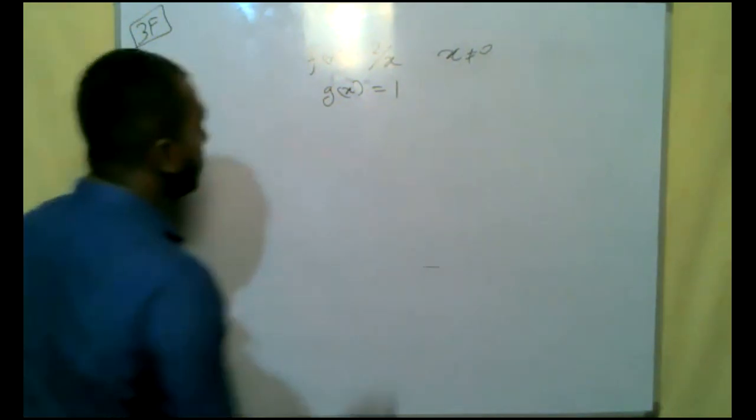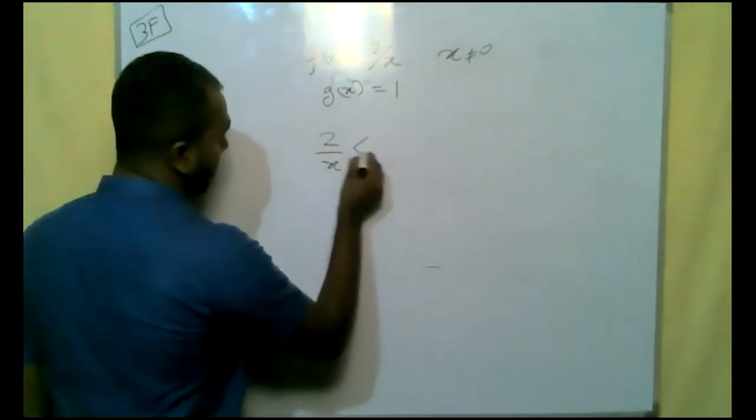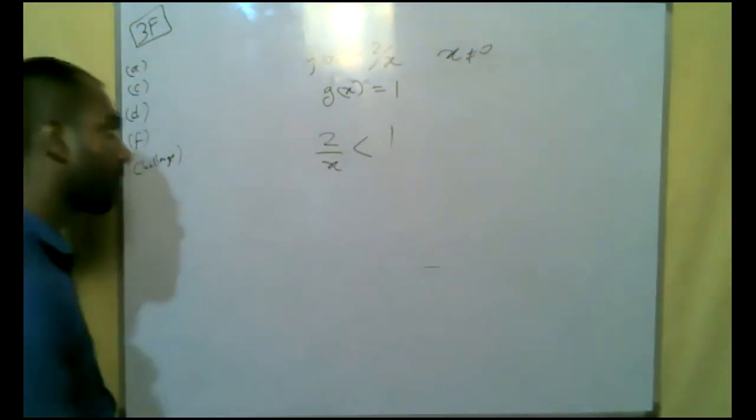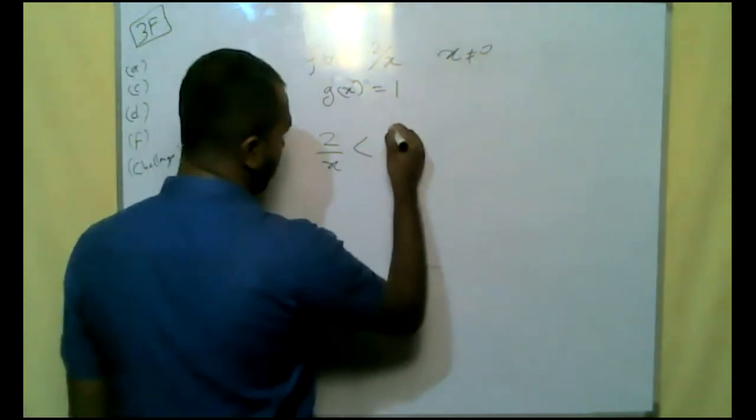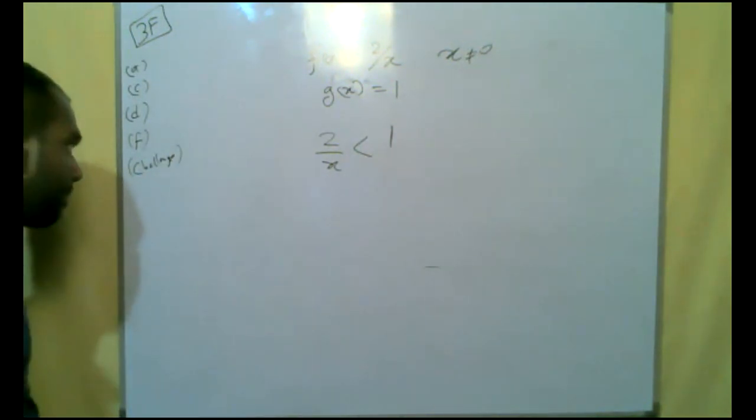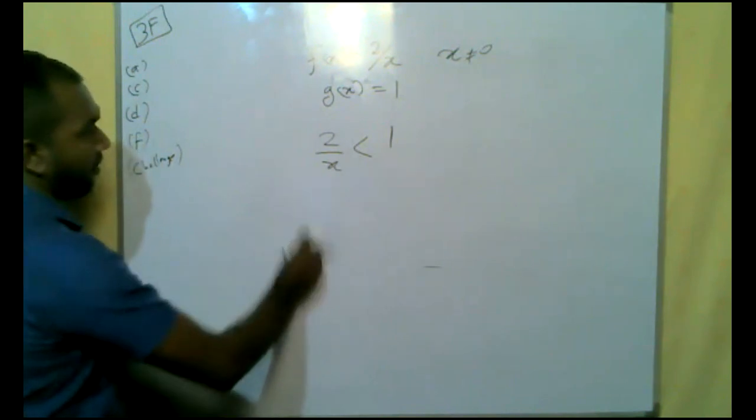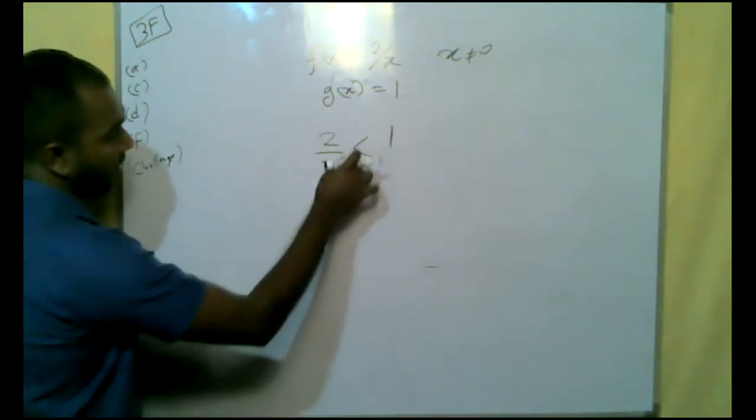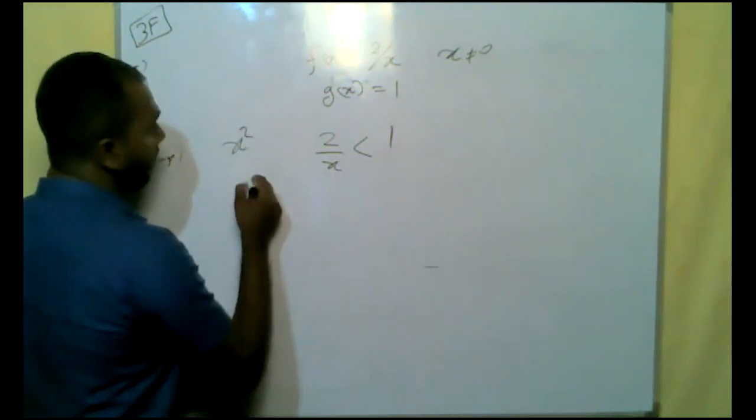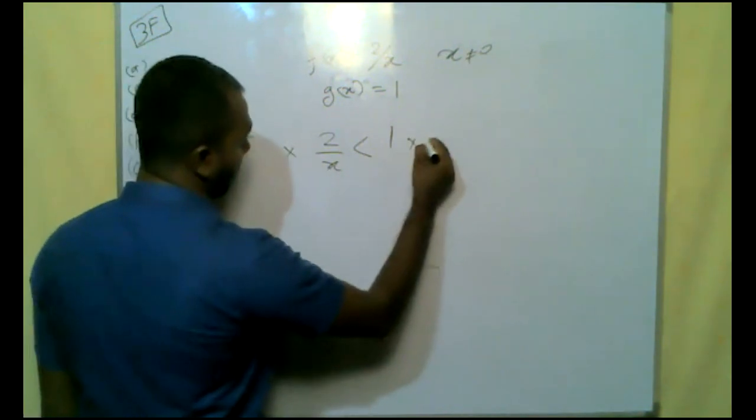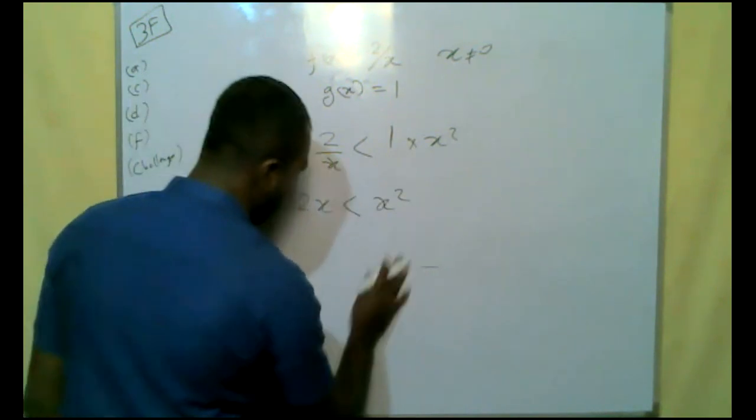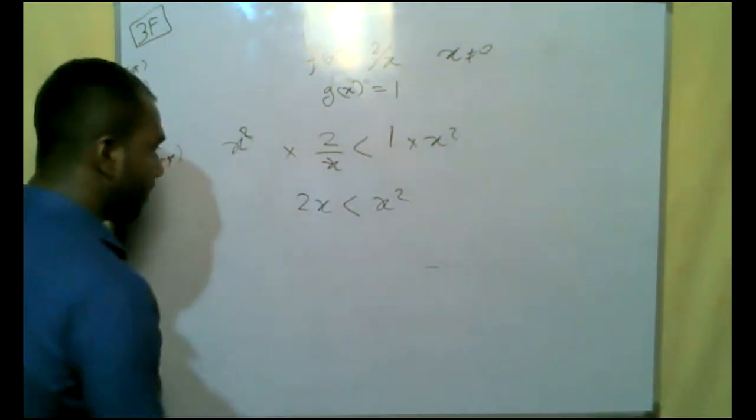So 2 over x should be less than 1. When is this going to happen? We can't multiply both sides by x. Why? We discussed yesterday. Because x can be negative or positive. If it is negative, the side changes. So we have to multiply both sides by x to the power 2. What happens? One x cancels on this side. It is 2x less than x to the power 2.